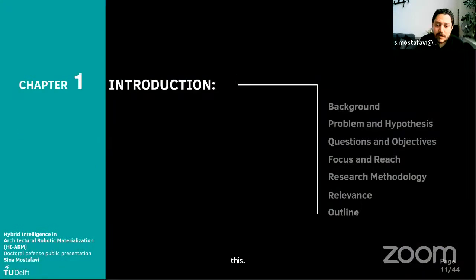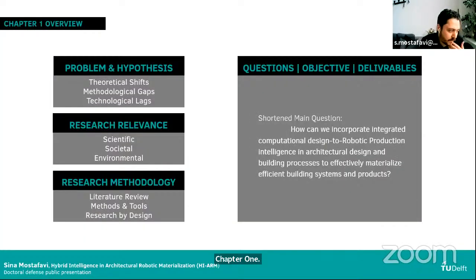Chapter 1, introduction, follows basically a classic structure, introducing the research design, which includes problem and hypothesis statement, research relevance, which are scientific, societal, and environmental relevance, research methodology, and also questions, objectives, and deliverables. And here you find a shortened version of the main questions, which is about how can we incorporate integrated computational design to robotic production intelligence in architectural design and building processes to effectively materialize efficient building systems and products. For sure, in this chapter, the questions are further defined in further details.